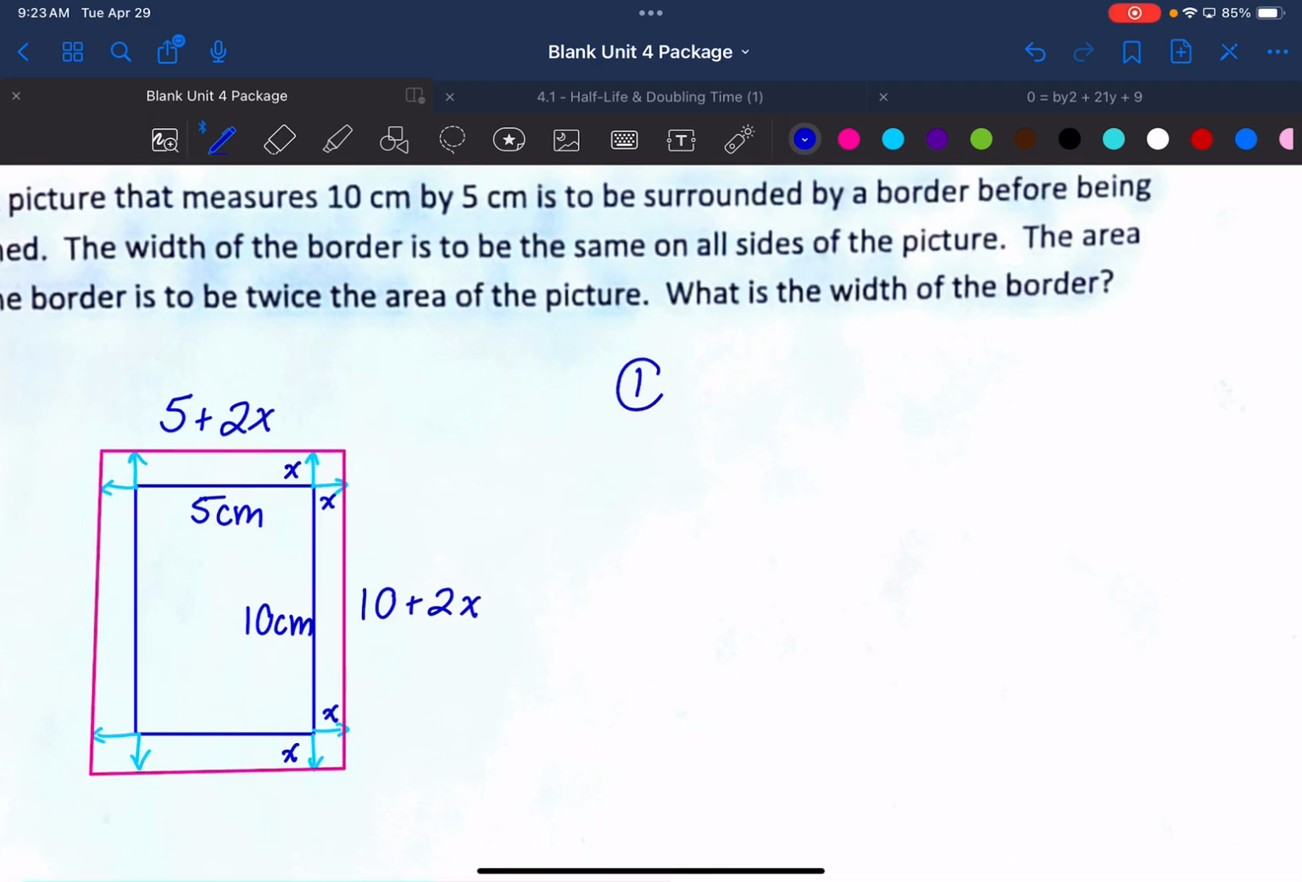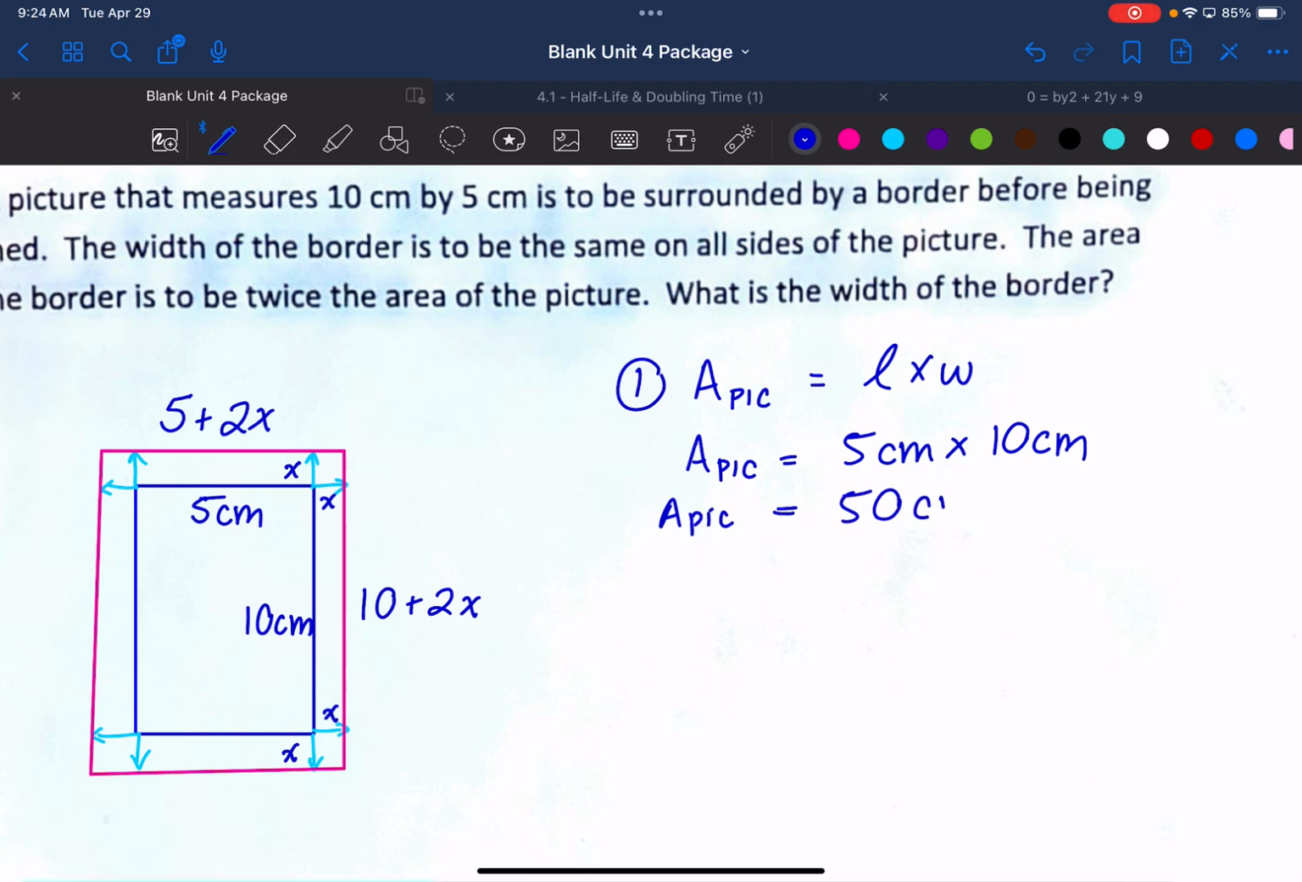So first of all, it would probably be helpful to know the area of this picture, right? It's still a rectangle, so I'm still just doing length times width. The picture is 5 by 10, so the area of the picture is 5 cm times 10 cm. Altogether, it's 50 cm squared. Okay, that's my area of the picture.